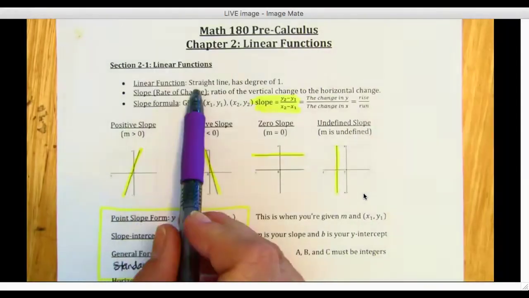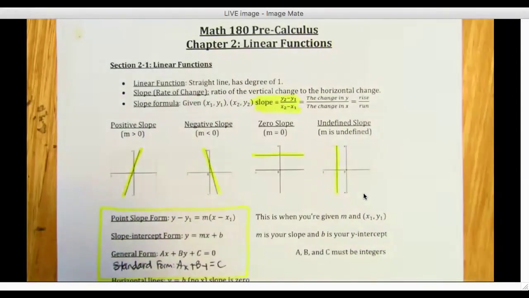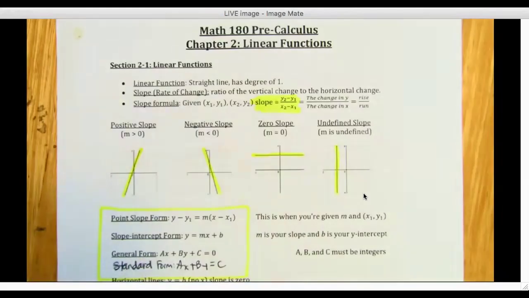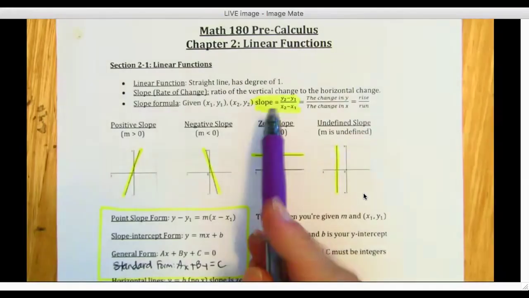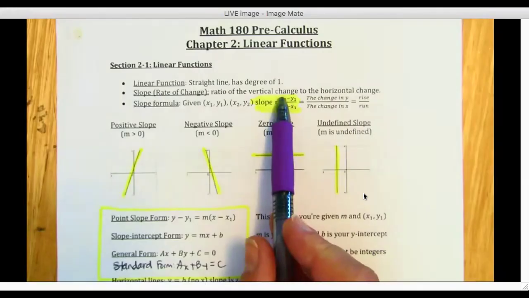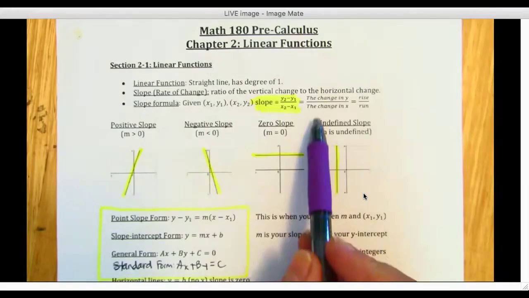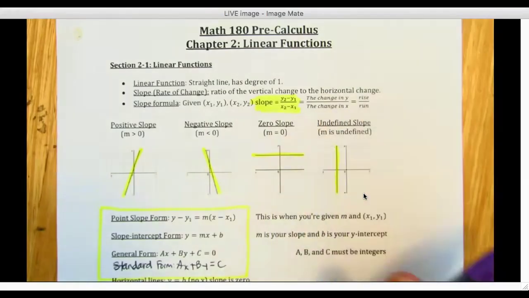So linear function, straight line, has degree 1. You have an x in your equation with just an exponent of 1, no higher exponents. Slope, which at this point in your mathematical career you have probably heard before. This is the ratio of the vertical change to the horizontal change. And if we're given 2 points, our slope formula is y2 minus y1 over x2 minus x1, essentially the change in y over the change in x. A lot of times in algebra classes, you will refer to this as rise over run.